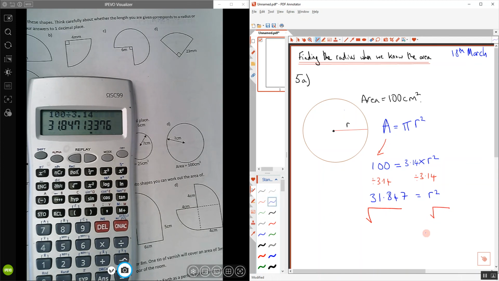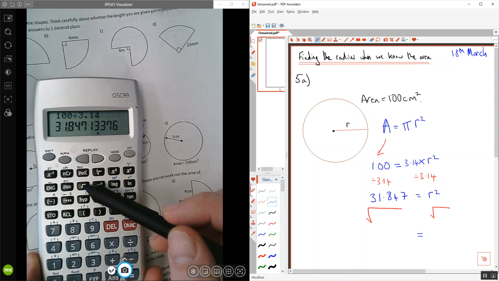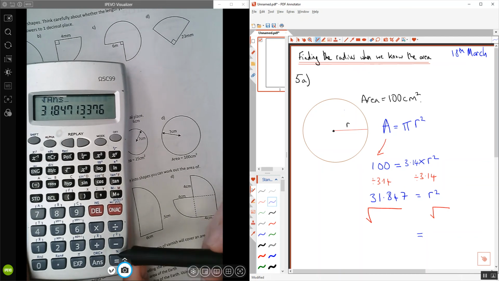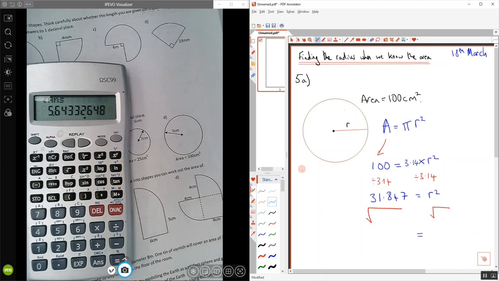So, I can do that using my button here. This is my square root button. Okay, so the square root, and I want to do it of all of that number. So I'm using the answer button. So the square root of all of that number that we got, 31.847, equals, yeah, 5.64. So I can write my answer as 5.64.